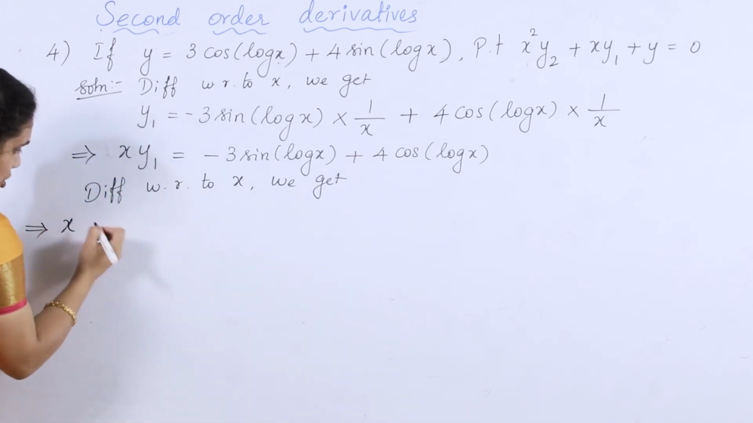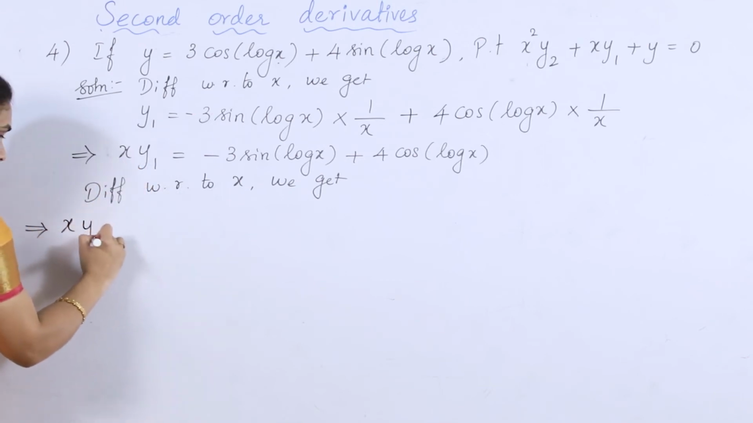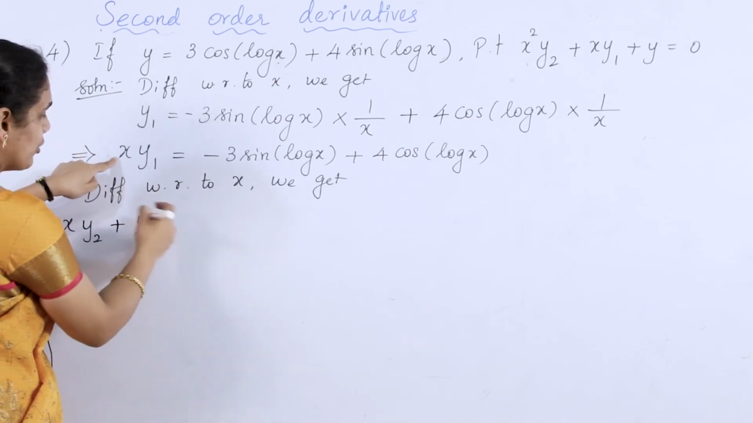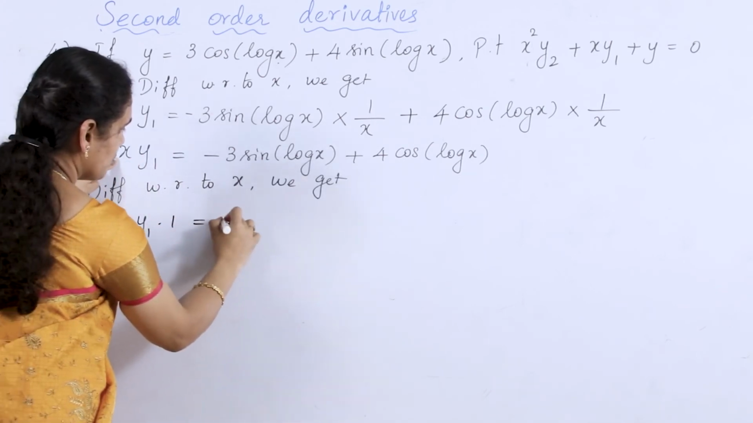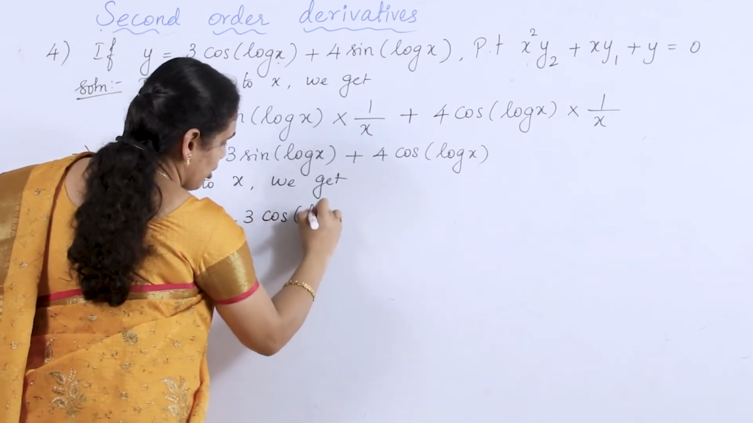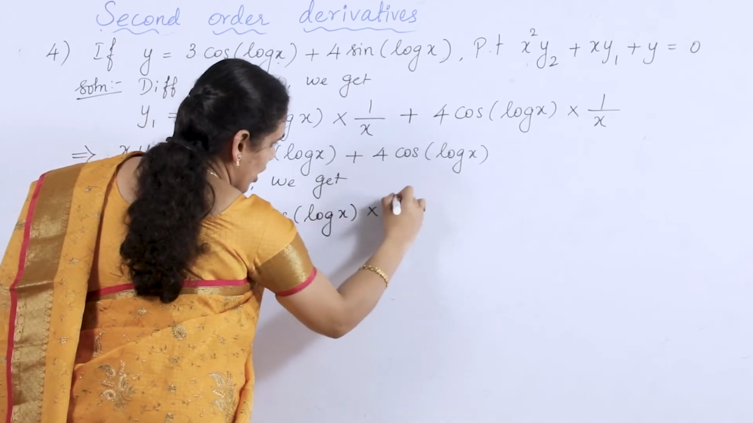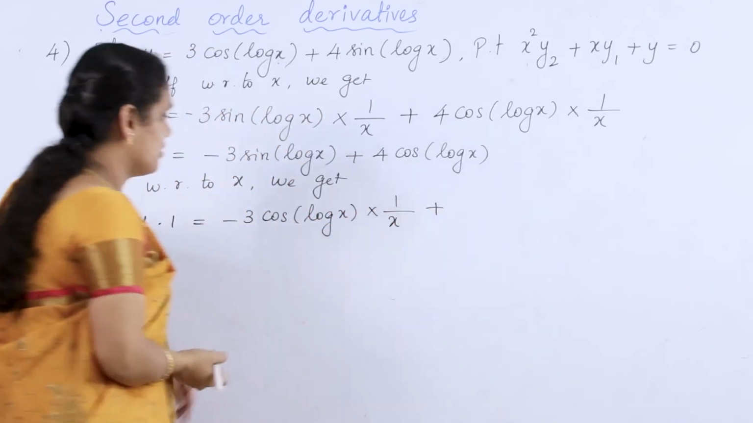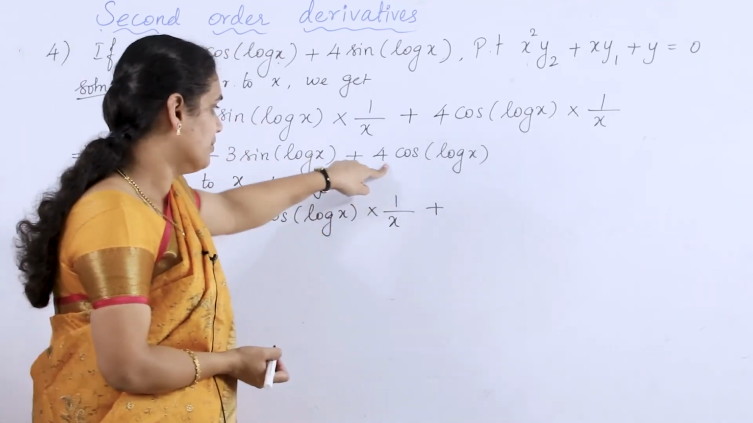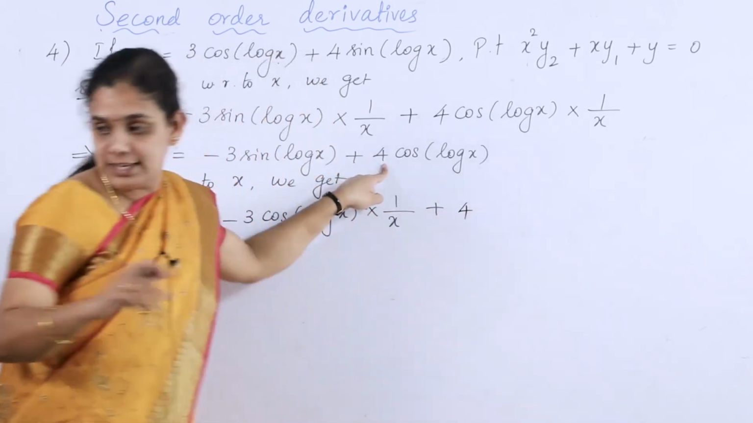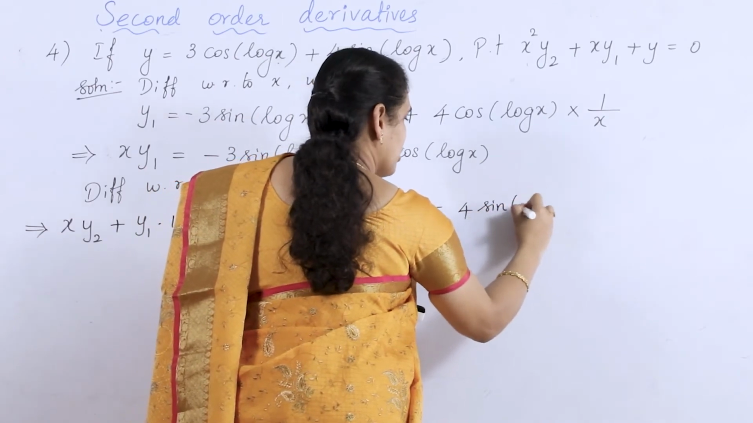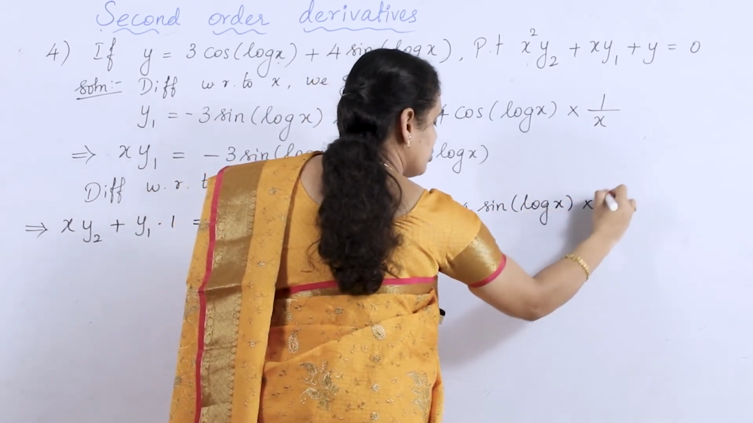So let me keep x constant and differentiate y1, we get y2, plus keep y1 constant and differentiate x, you get 1, isn't it? So 1 is equal to minus 3, derivative of sin is cos, so that is cos log x into 1 by x, plus chain rule. First we differentiate sin and then we differentiate log x. Then we move on to the next term. 4, derivative of cos is minus sin, so plus of minus becomes minus. So sin log x into 1 by x.